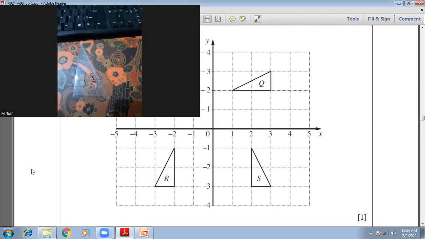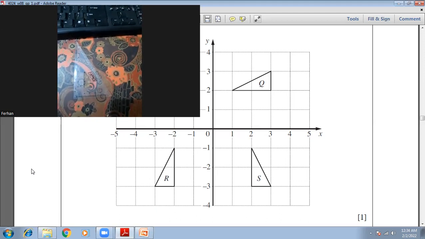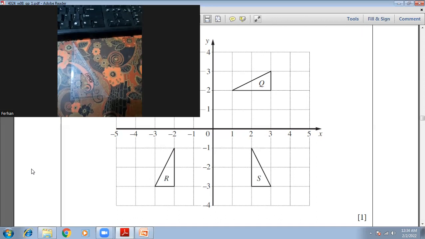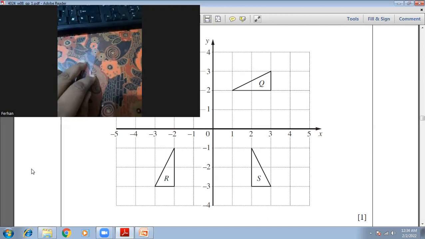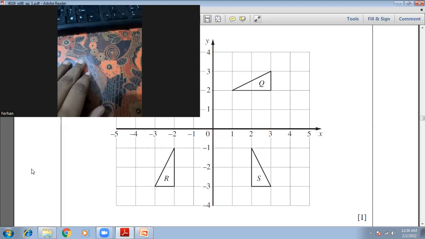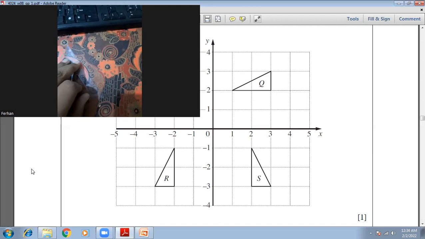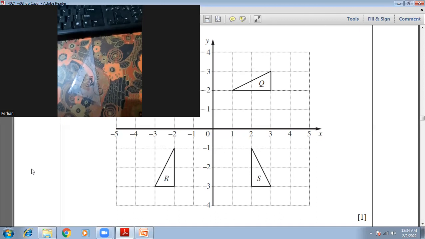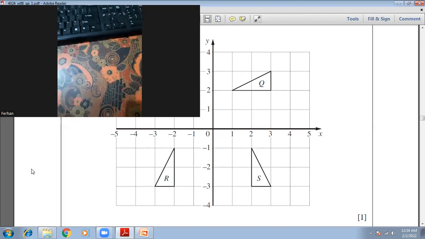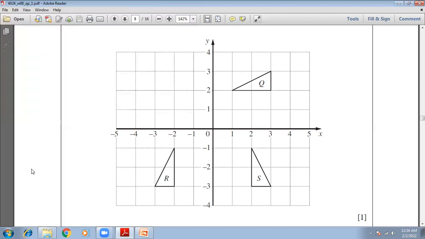Look at this set square. Is it matching with the R? No. The R's 90 is on this side. This is my rotation. The 90 is on this side. Rotate it, further rotate it. It will never match with the R. Okay. So from here, I know that this is not a rotation. Q onto R is not a rotation.